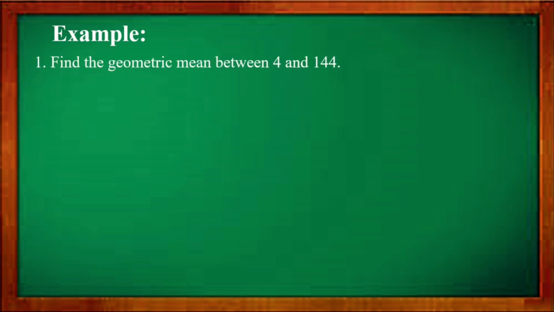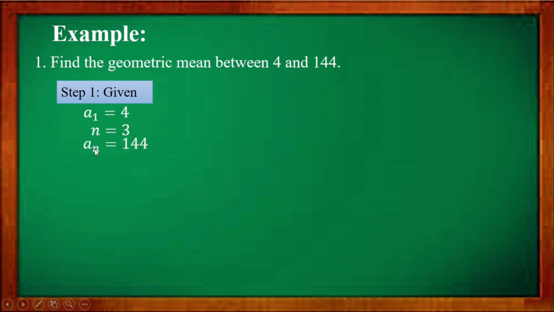Okay, let us have an example for geometric mean. Example number 1: find the geometric mean between 4 and 144. Step 1 is to identify the given values. The given values are a sub 1 is 4, n is 3. Since we are just looking for one geometric mean and we already have 2 terms, 2 plus 1 is 3, that is why n is 3. And a sub n is 144.